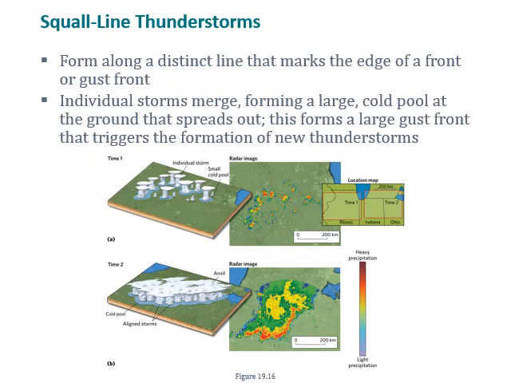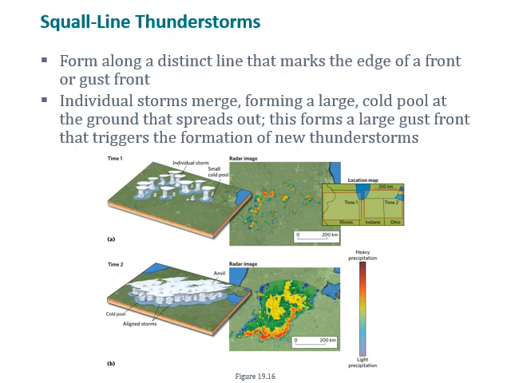We'll go on to describe a few different types of thunderstorms, the first being squall-line thunderstorms. These form along a distinct line that marks the edge of a type of front or a gust front. As individual storms merge, they form a large cold pool at the ground that spreads out, which forms large gust fronts and triggers the formation of new thunderstorms.